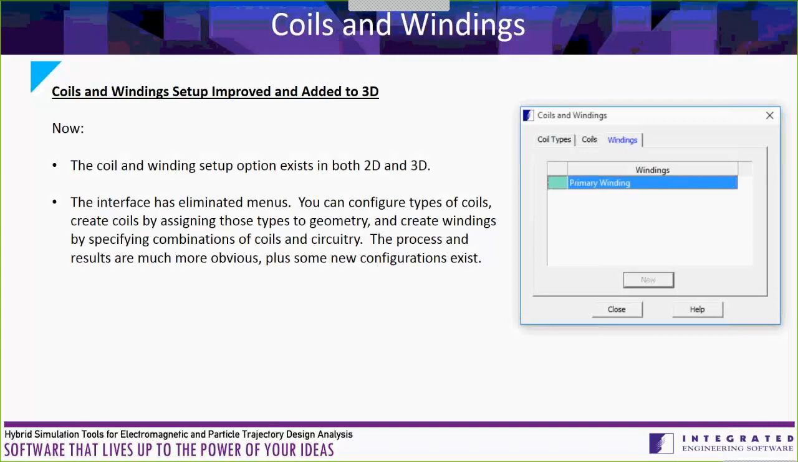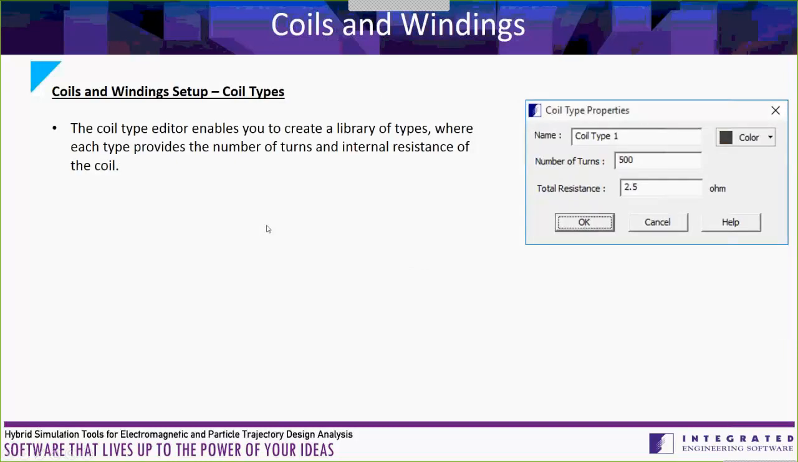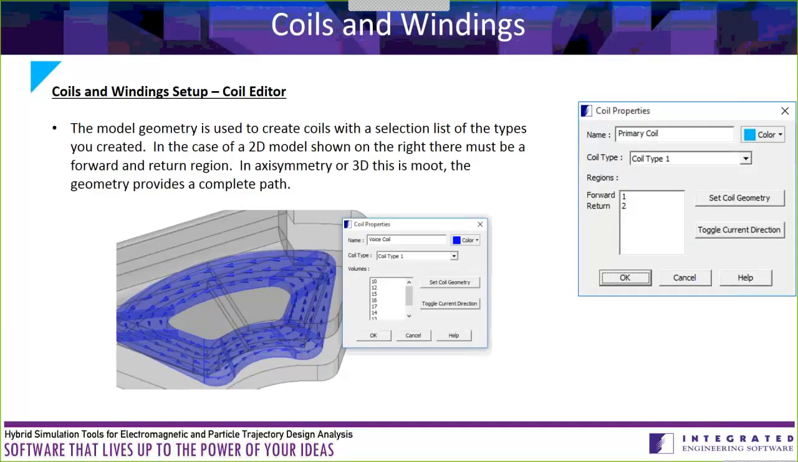So in version 9.3, we replaced all of that in 2D and 3D, introduced it with this dialog, which has 3 tabs. One where you configure types of coils, one where you configure coils, one where you configure windings. So the coil editor lets you define a type of coil, which consists of how many turns there are and what the resistance is. The coil properties let you create coils out of those. So out of the same coil type, you can apply to multiple coils.